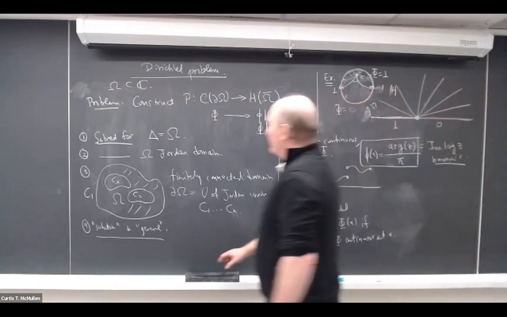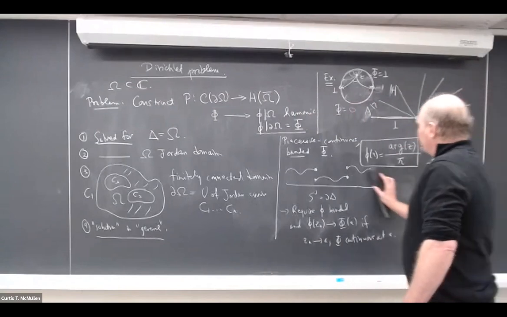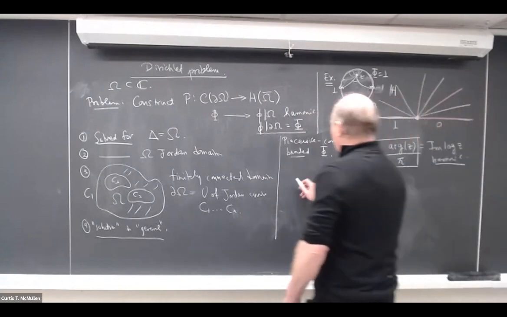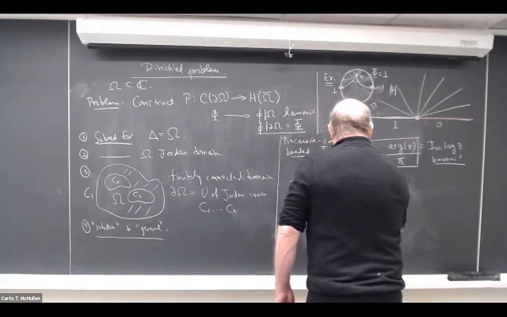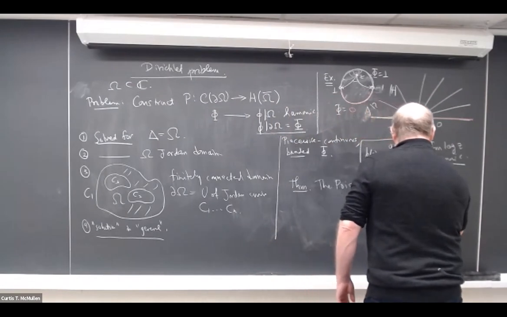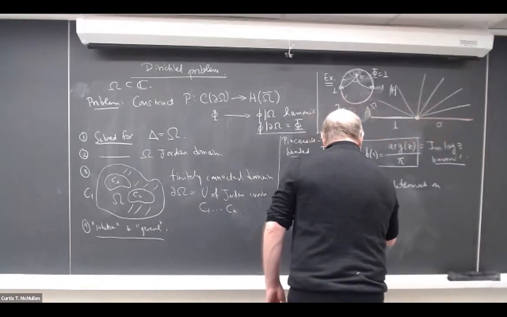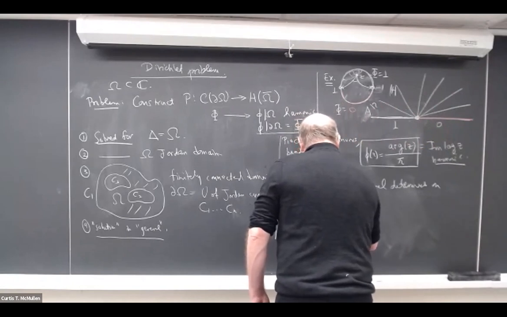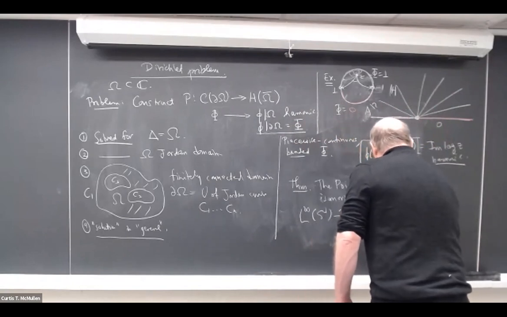So let me make a remark about that, just to give you confidence that this can be done. In fact, one can do much better than just discontinuous boundary data. There's a theorem of the following type. The Poisson kernel determines an isomorphism from the L infinity functions on the circle to the bounded harmonic functions on the unit disk.